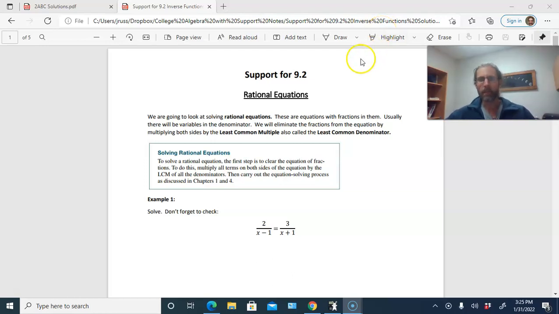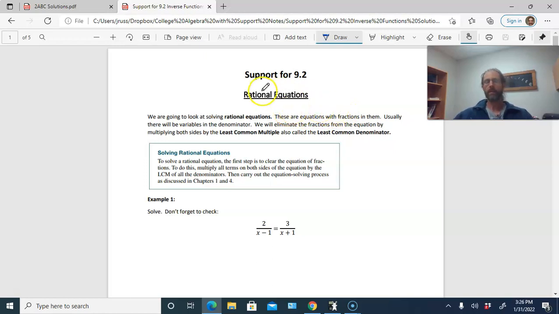Alright, welcome back guys. We're going to be looking at some of the support material for section 9.2. And you guys will probably remember that we've mentioned this in class, rational functions. We're going to be looking at solving rational equations for the first part of this material.